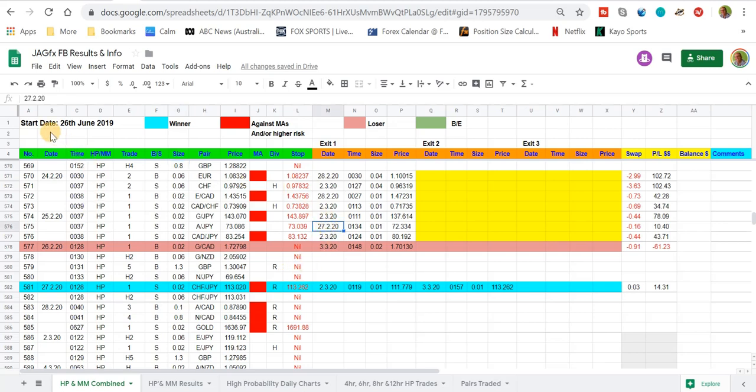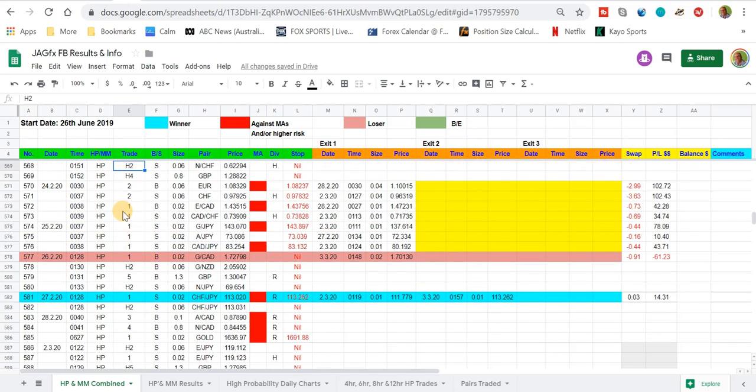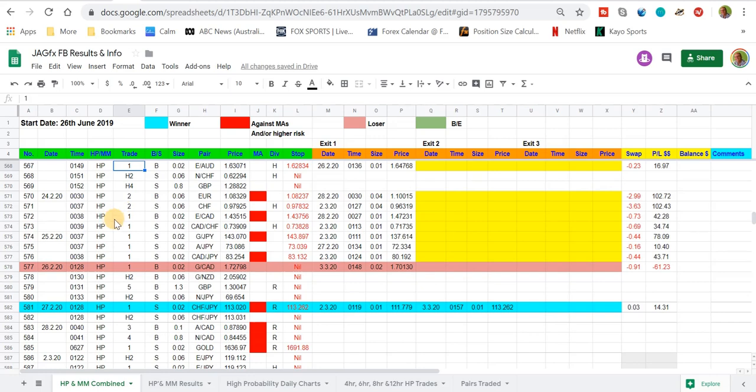This is the one I call all my daily trades in, both in the private Facebook group that everyone's more than welcome to join, and also my Telegram groups, which everyone's more than welcome to join. You can see the start date, 26th of June 2019. There's been 590 trades taken so far since then. I fill this in as I go.